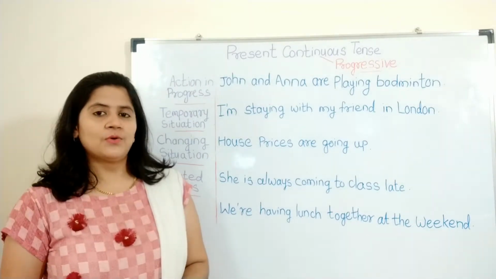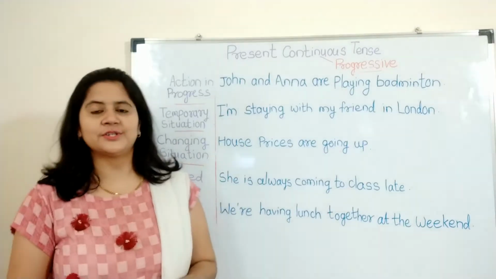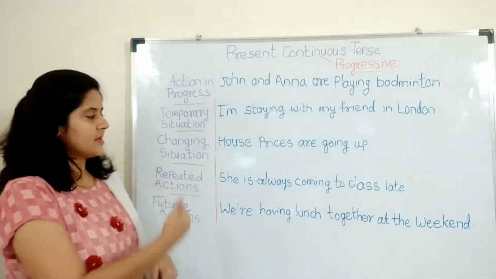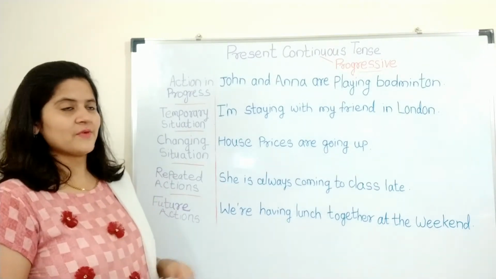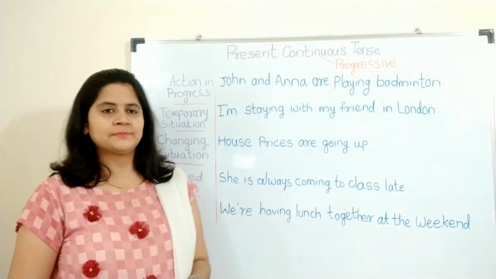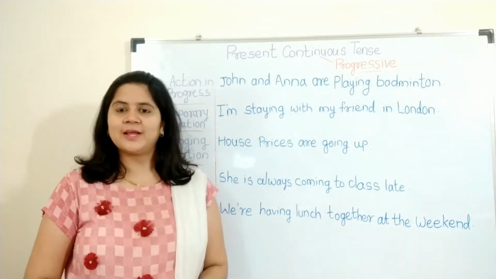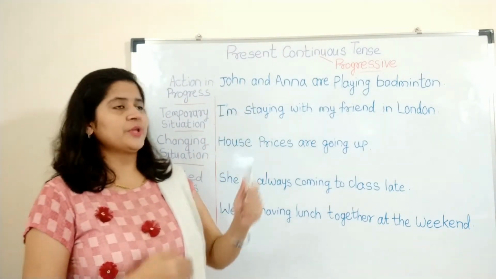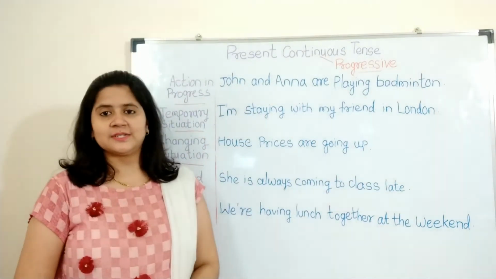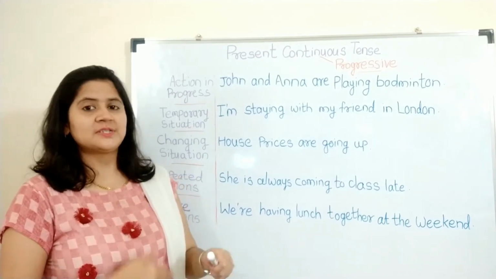Okay, so let's understand when we use present continuous tense. Here are some situations I have already given. So let's understand one by one with the examples. In the first example, John and Anna are playing badminton. Here in this sentence we use present continuous tense to show the action is in progress, which is happening right now at the time of speaking.